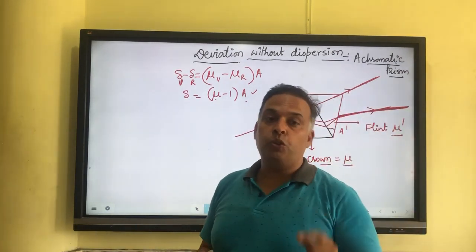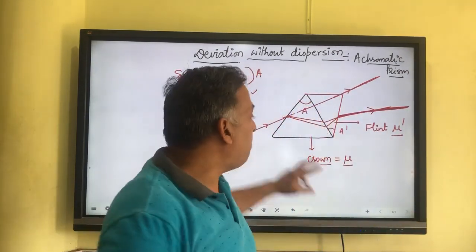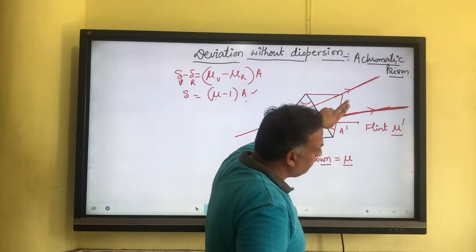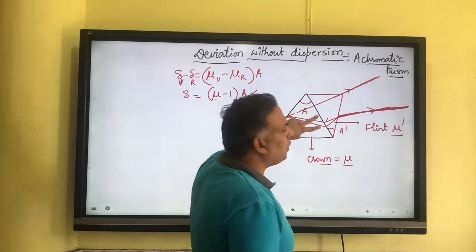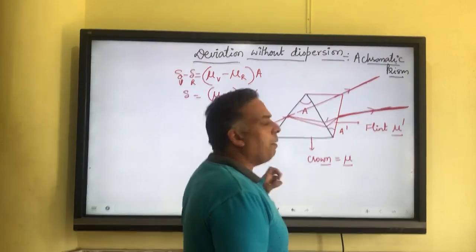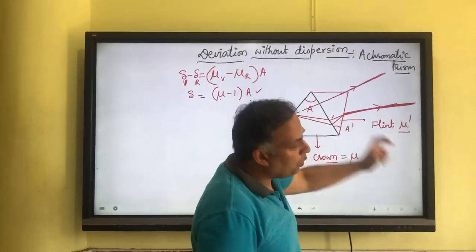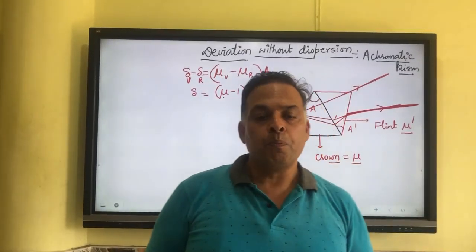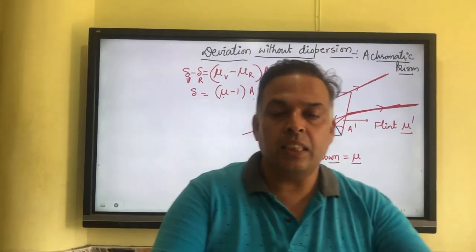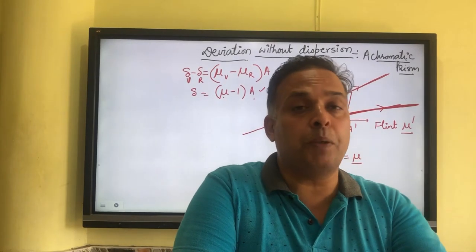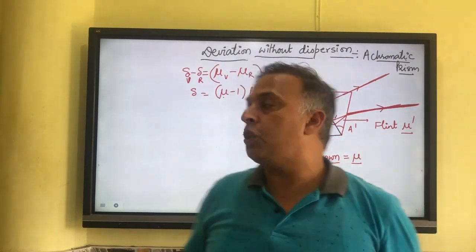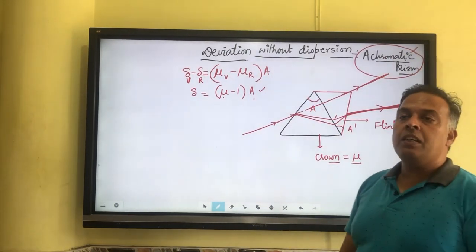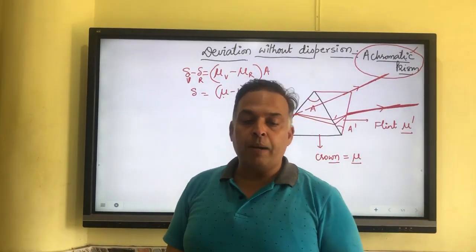In this case, we have to keep this in mind. One prism is showing the dispersion in this direction, another is showing the dispersion in this direction. Both show equal dispersions, but in opposite directions. So the net dispersion comes to be zero, and there is no resultant dispersion. So this combination is called an achromatic prism.